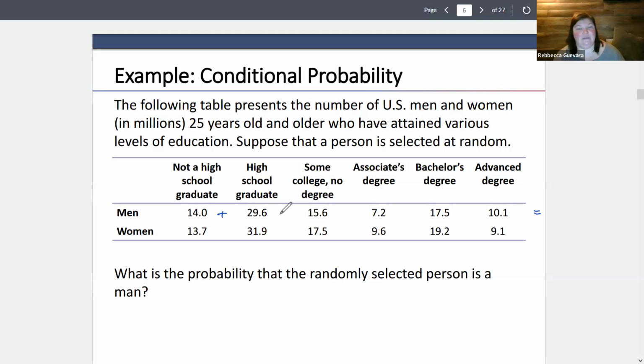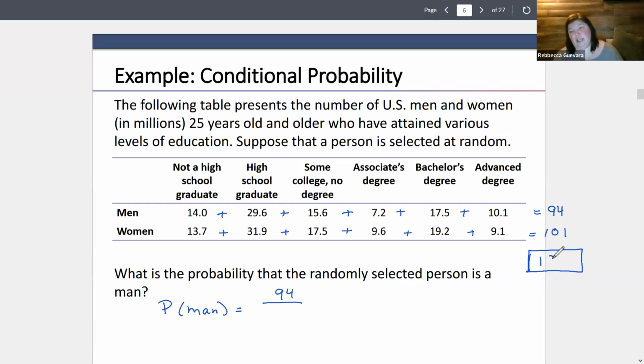So if I add all of this up, I'm going to get 94 million men in my study here. So that gives me part of what I need to know. What's the probability that a randomly selected person is a man? 94 out of what? So not only do I need to know how many men I have, I need to know how many total people are in my study. That requires that I also figure out how many women are in my study as well. And if I add that up, I get 101.